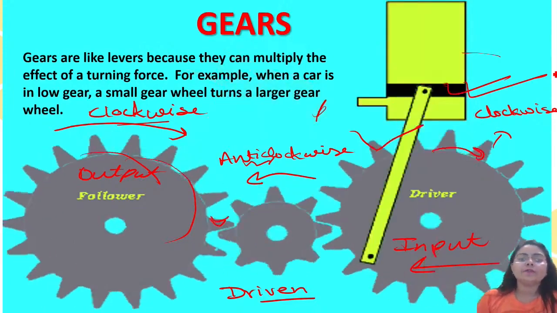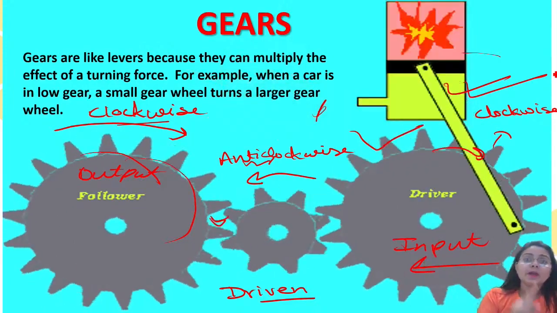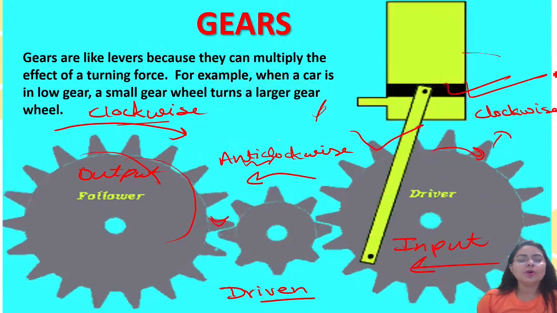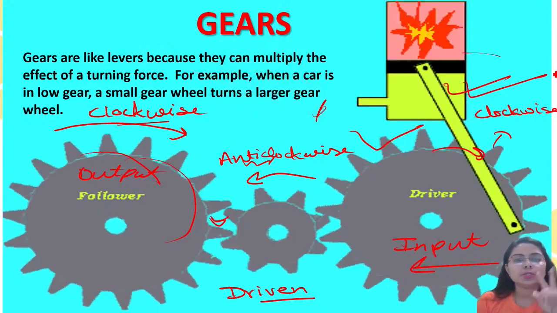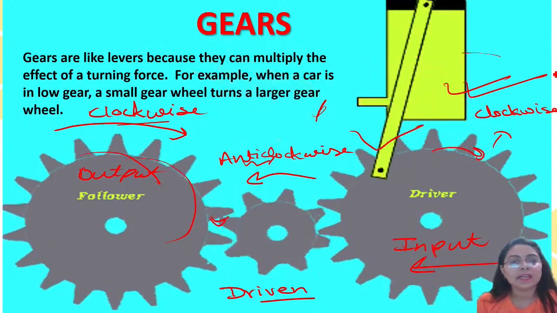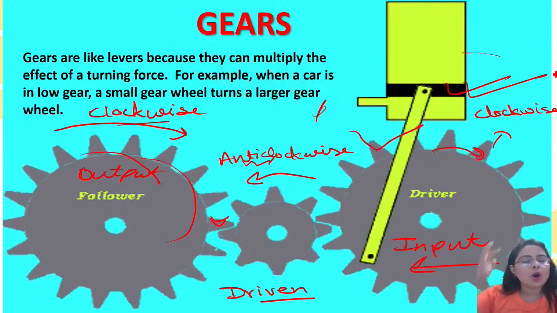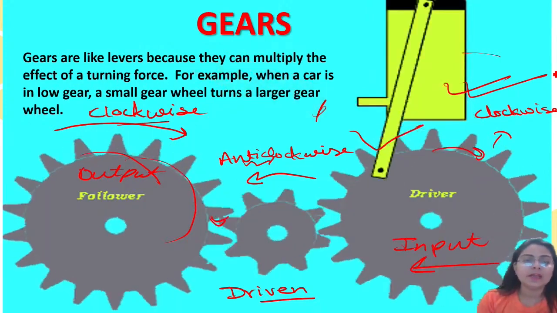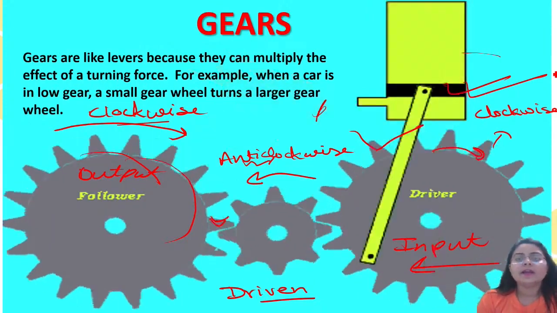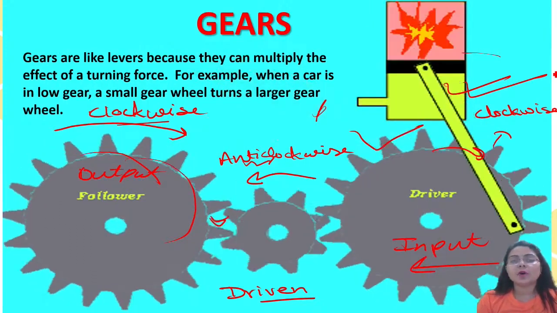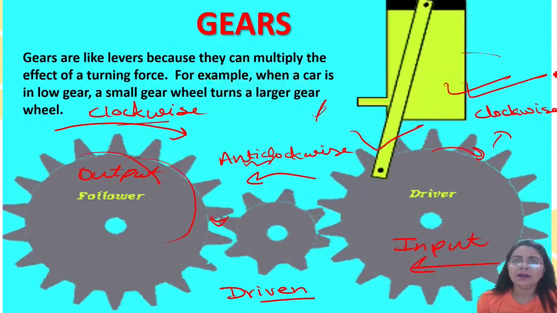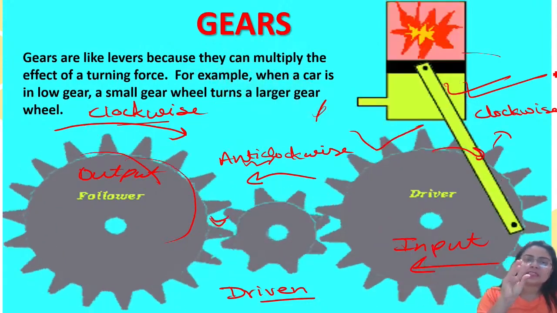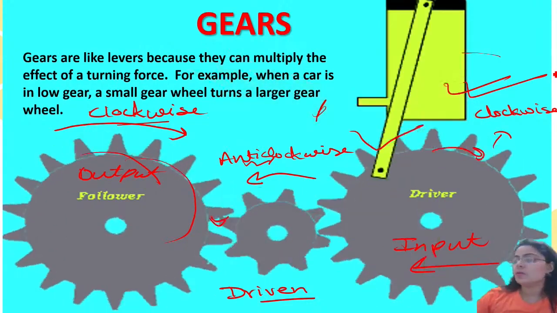So we can say that the force will be the same, but the moment will vary. All right, so moment will be dependent on two things. First is force, which is the same. Second is the size of the particular wheel, or gear. If the gear wheel size is higher, it will give us a larger moment. If the gear wheel size is smaller, it will give me a lesser moment.